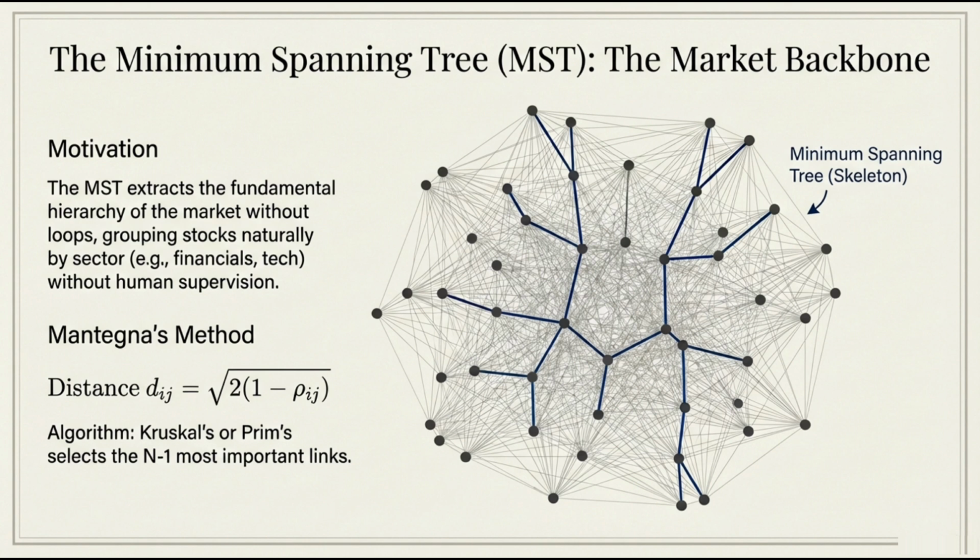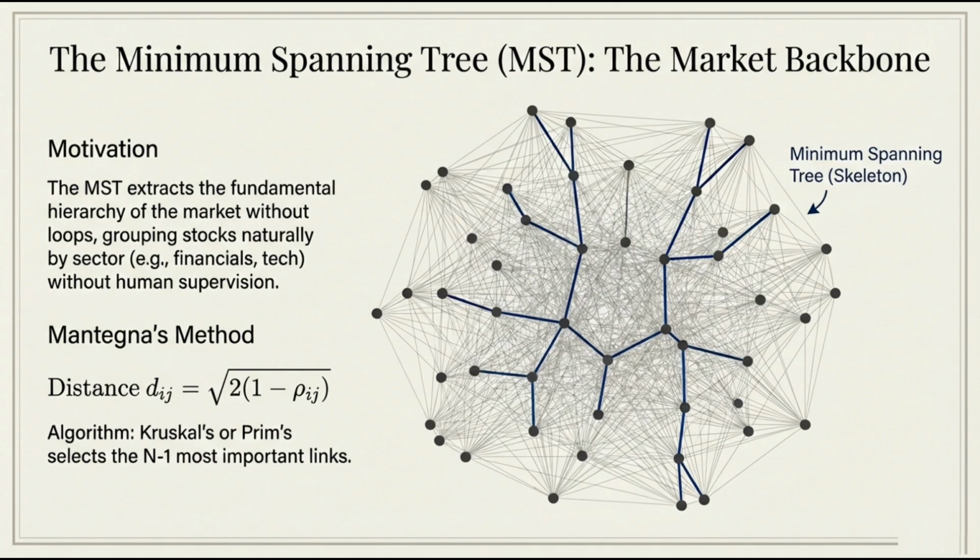This slide zooms in on one powerful filtering method, the minimum spanning tree, or MST. The full market network in the background is extremely dense, but the highlighted blue skeleton shows only the most essential links. The MST extracts the fundamental hierarchy of the market without loops, often grouping stocks naturally by sector, such as finance or technology, and it can do this without human supervision. That is very elegant.